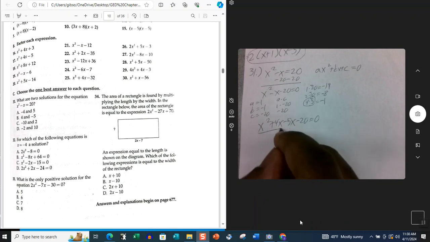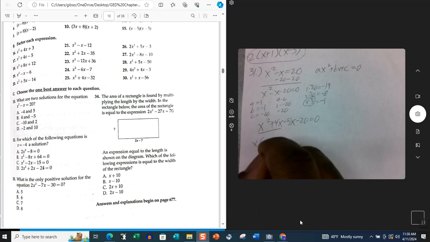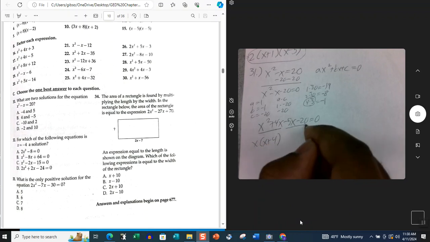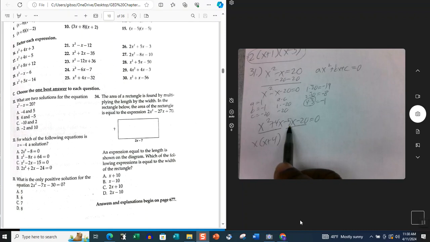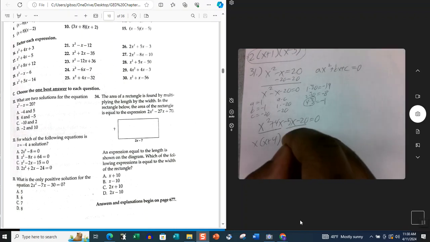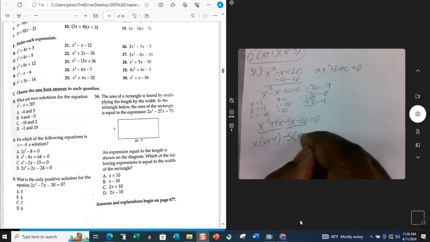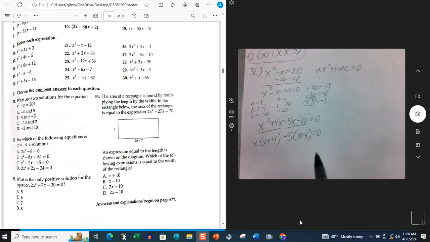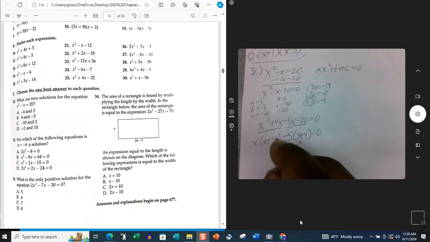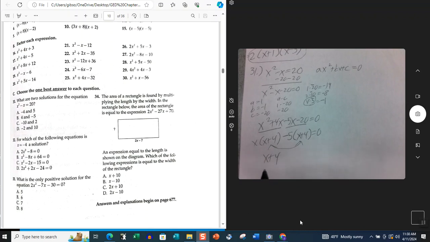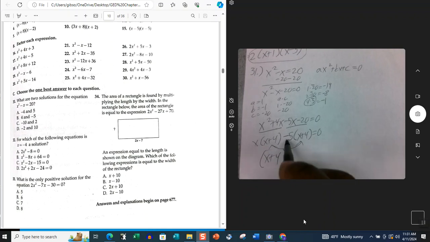So we group the first two terms, and we can factor out an x, and we have x plus 4. We group the second two terms. Since the first term of the second two terms is negative, what we factor out must be negative. So we'll factor out a negative 5, and we have x plus 4, and that equals 0. Okay, so now our next step: you see that our two parentheses are the same. So we'll write that down. x plus 4 is in one parenthesis, and then all of the values on the outside are in the second parenthesis.